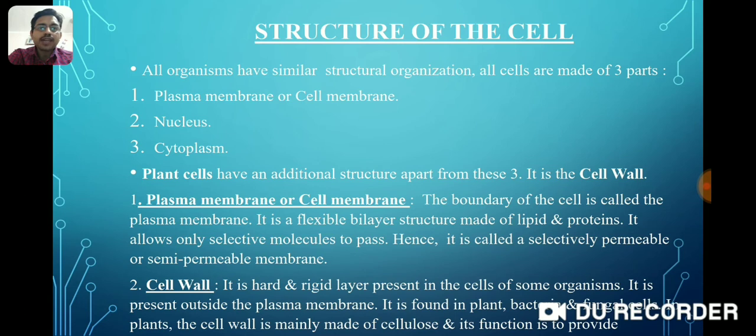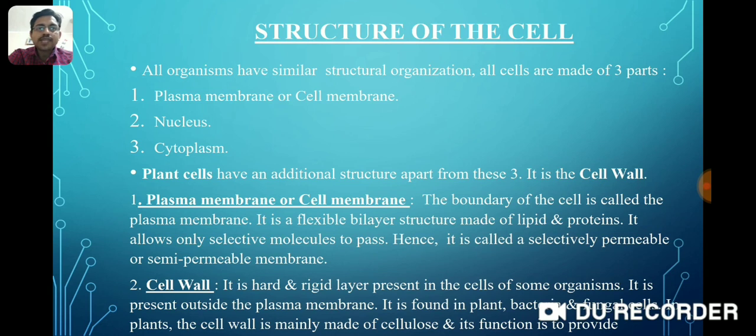Now let's talk about the plasma membrane or cell membrane in detail. The boundary of the cell is called the plasma membrane. It is a flexible structure which is made up of lipids, that is fats, and proteins. The specialty of the plasma membrane is that it is a living membrane which is selectively permeable. That is, it allows only selective substances to move in and out of the cell by the process of diffusion. Water moves in and out of the cell by the process of osmosis. Gases move in and out of the cell by the process of diffusion. The flexibility of the plasma membrane also helps amoeba in engulfing its food by the process of endocytosis.